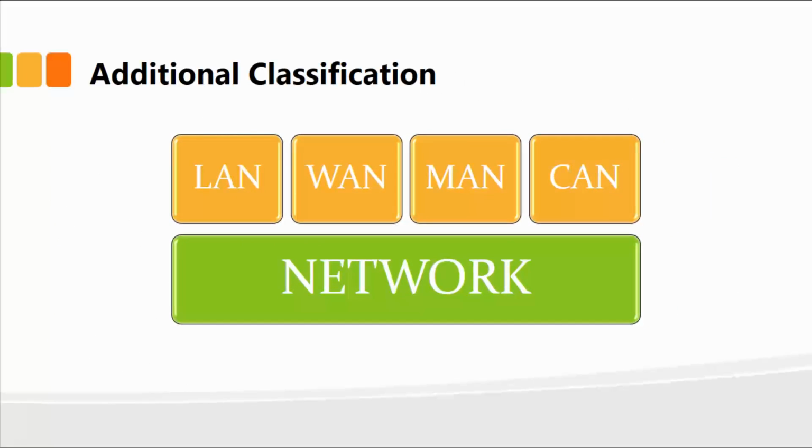So some additional classifications: you may hear the term local area network, which is the LAN. You may also hear a WAN, which is known as the wide area network. Now we're talking across buildings. Now we're talking across cities, right? Across multiple offices. That's a wide area network.